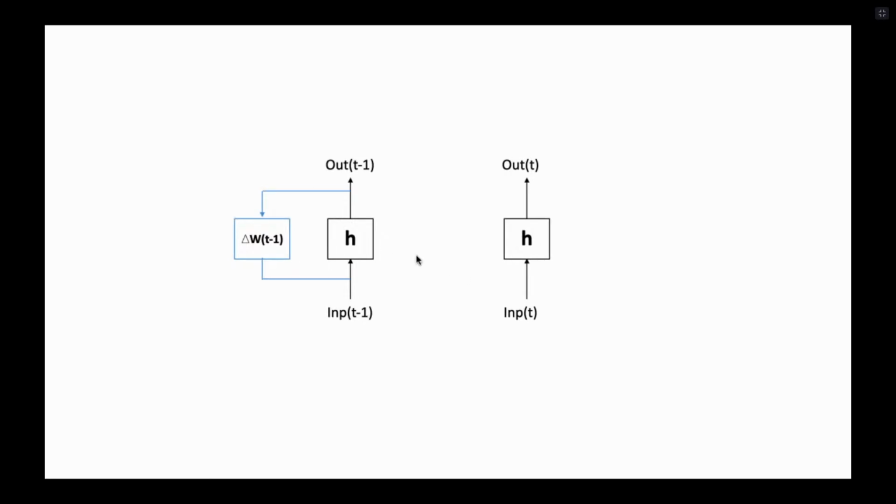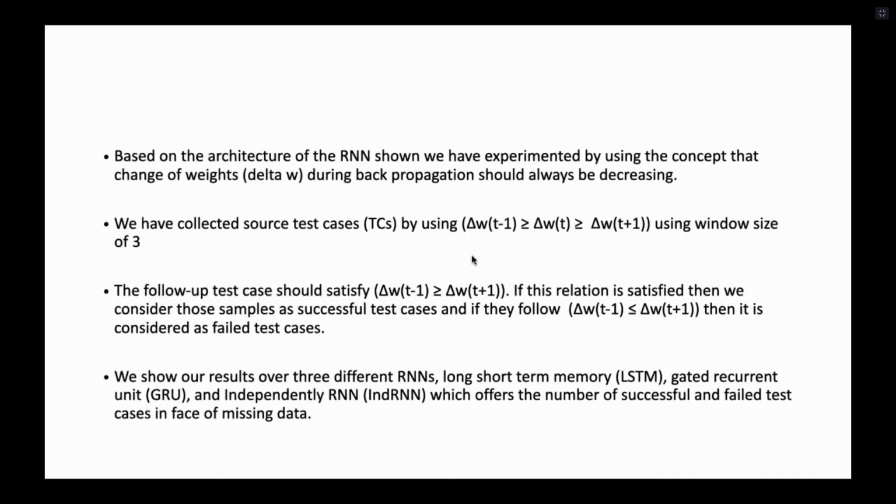This change in weights of hidden layers of RNN is always in decreasing order. So our source test cases come from this particular relation where change in weight at t-1 should always be greater than or equal to change in weight at t, and that should be greater than or equal to change in weight at t+1. When we have a missing label at time t, the follow-up test case will be something like this.